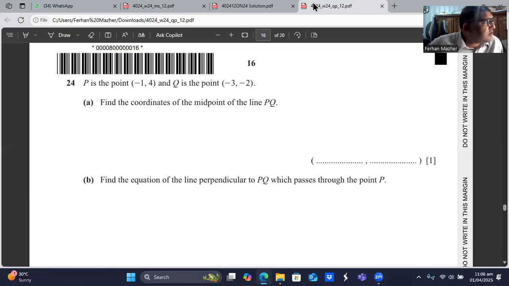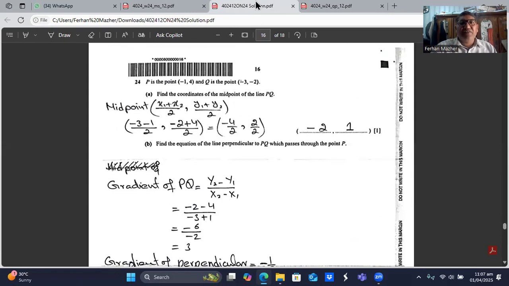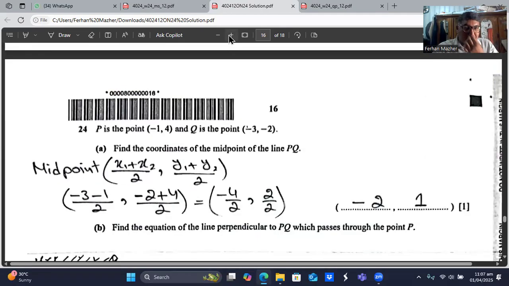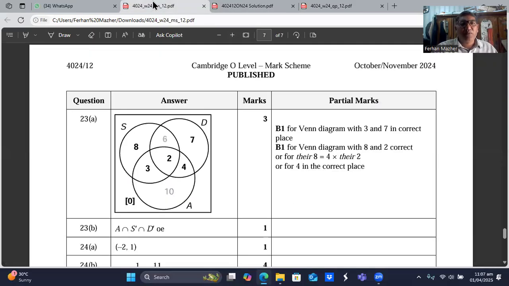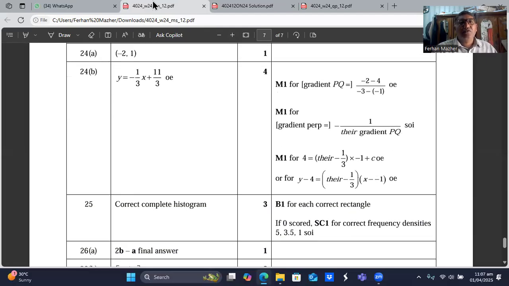You see, if you want to find out the coordinates of the midpoint, the formula is very simple. X2 plus X1 divided by 2, Y2 plus Y1 divided by 2. So very easily I can find the midpoint. So -3 minus 1 divided by 2 and -2 plus 4 divided by 2. So it is -4 by 2, which is -2, and 2 by 2, that is 1. So (-2, 1) is the midpoint. Okay.